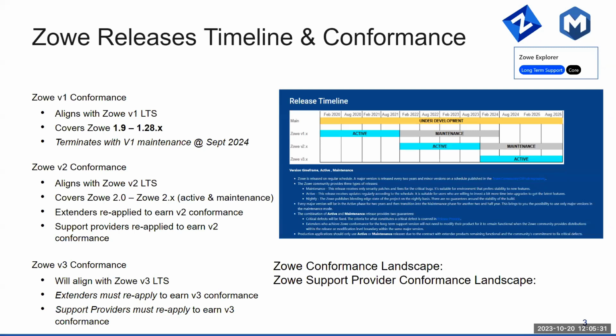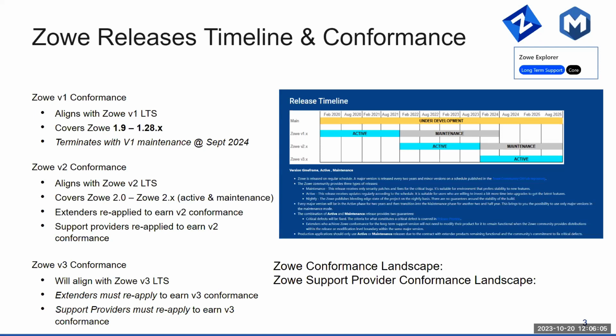So our release timeline and conformance, the conformance are tied to the LTS lifespan. So you could see V1 conformance will be ending along with the maintenance in September of next year, 2024. Zowe V2 conformance is active right now and will cover Zowe V2 through its active and maintenance time frame.